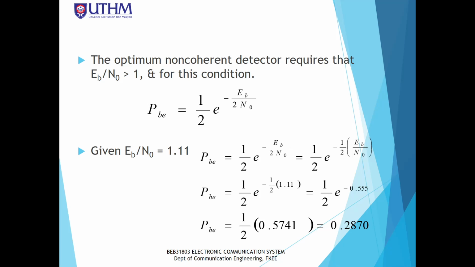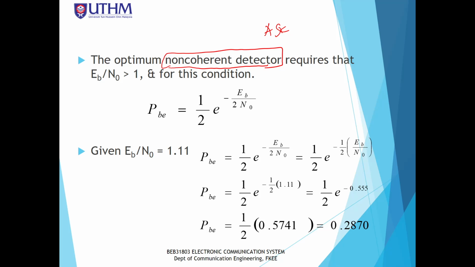And then this is the optimum non-coherent detector. This is for non-coherent. What happens if the receiver has a non-coherent detector? That is, the receiver does not use the carrier function in the detector. So it is non-coherent. Again, this is for the ASK.